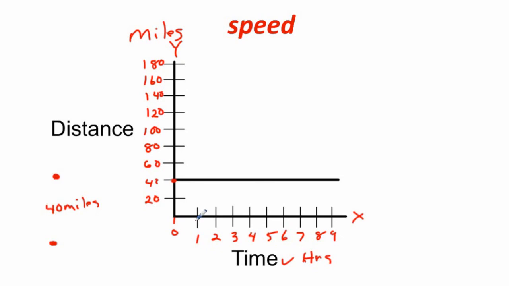And then look, as time passes, 1 hour, 2 hours, 3 hours, 4 hours, what happens to the distance? It doesn't change. It stays 40, 40, 40, 40, 40. And if my distance is not changing, what does that tell you about speed? Speed is equal to 0 miles per hour. We're not moving. This is perfectly still. We're not moving at all. So that one's not too bad. Let's look at one more.